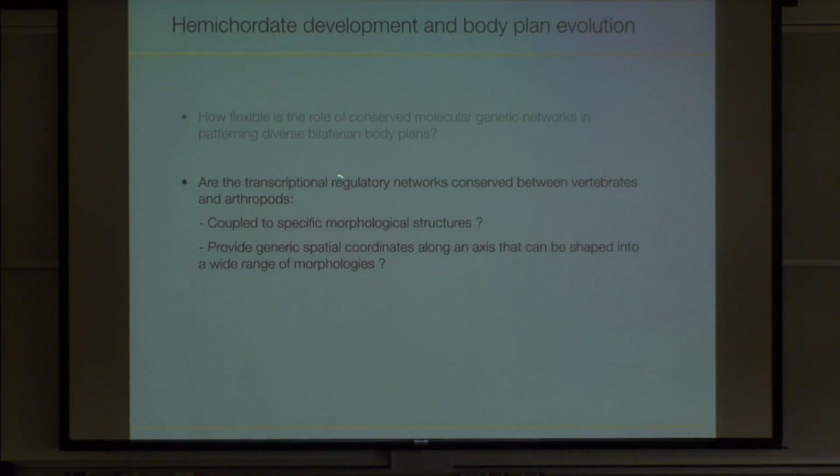And some of these may get a little more than people really want to think about, but I'll always emphasize the parts that I think are most important. So are these transcriptional networks, which are conserved between vertebrates and arthropods, coupled to specific morphological structures at evolutionary time periods? Given that people have generally used them to reconstruct a complex nervous system, are they always associated with a complex nervous system, so they won't be expressed in a compelling way in a hemichordate? Or are they much more flexible? Are they much more malleable in the way that they've been used in different types of body plans?